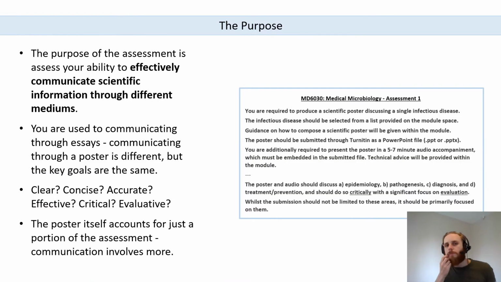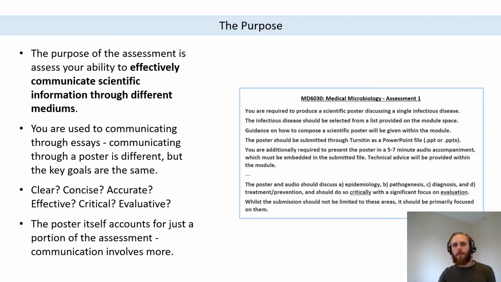So if we want to do well on the assessment, first we need to understand why the assessment is set the way it is. A lot of your previous assessments, and still some of the assessments you have to do, are essay based, or they're examinations, or they're perhaps case reports and things like that. They're essentially assessing your ability to communicate in a written way. So to assess your ability to communicate scientific information and communicate your understanding of topics, but communicate that information through text.